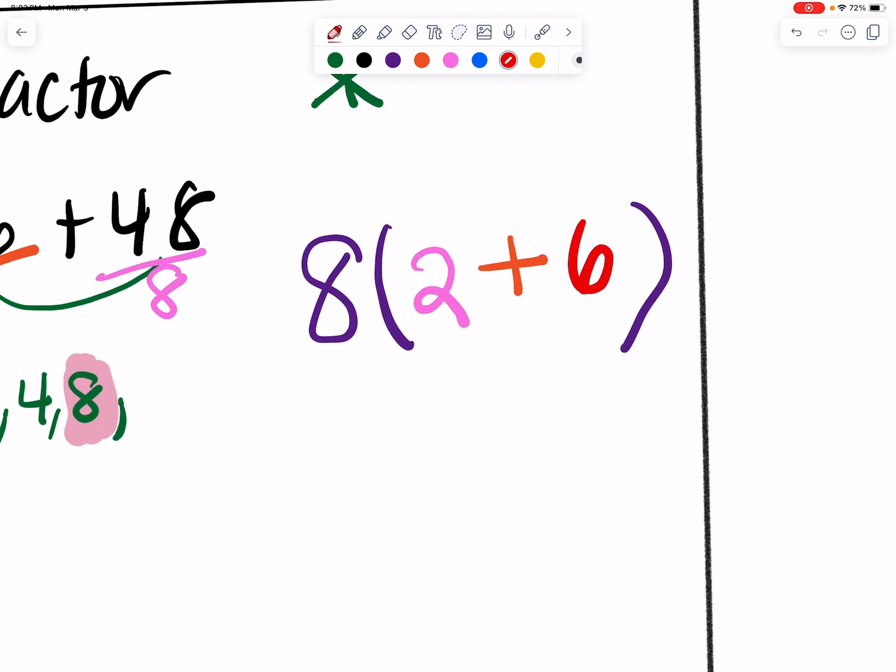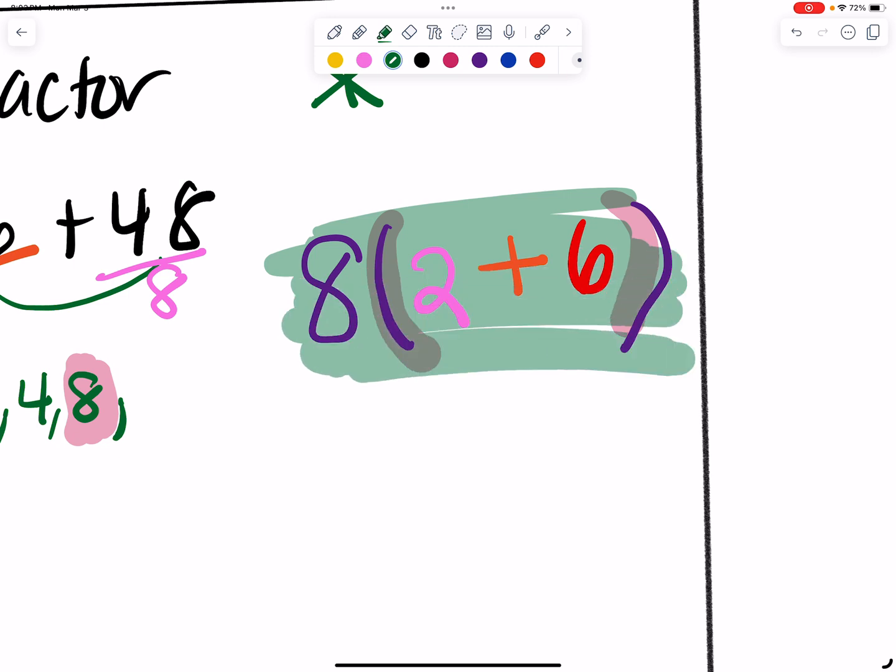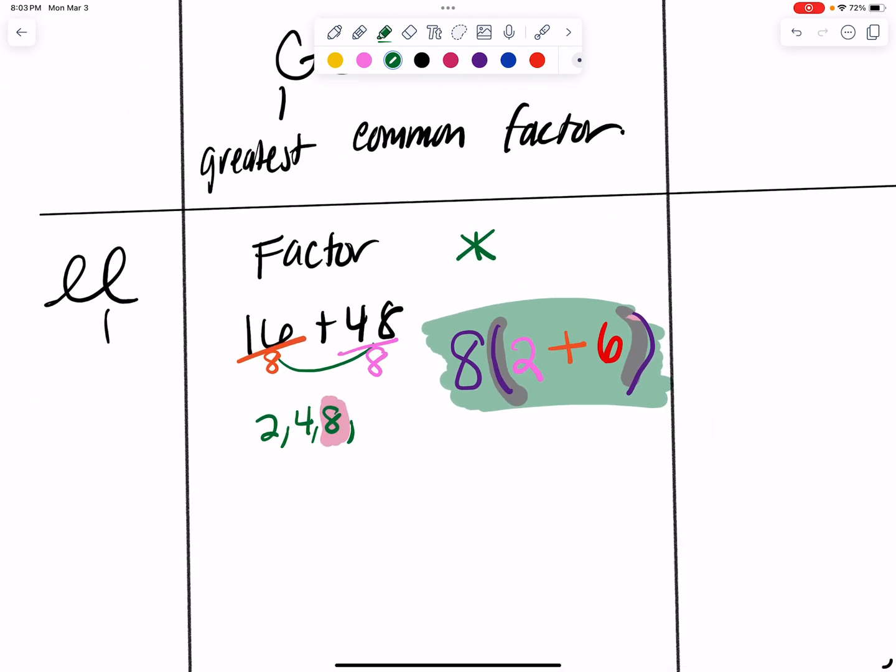So the factored version has to have a burrito. It has to look like this. You do not solve it. Your factoring means it looks like this, like a burrito with a little bit of stuff outside. Okay, let's try another one.